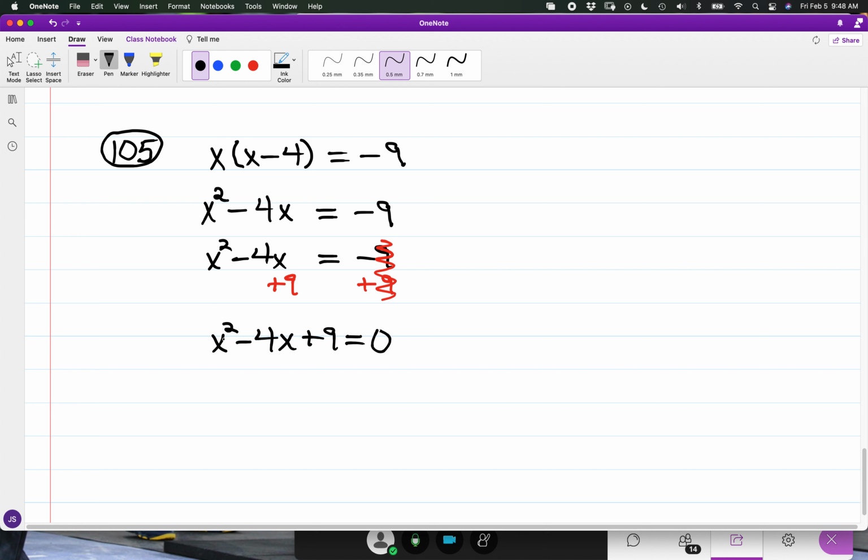And with this trinomial, I cannot factor into real integer coefficients. The reason for this is that there are no factors of 9 in the real integers that will add up to negative 4. You might think of 1 and 9, negative 1, negative 9, 3 and 3, negative 3, negative 3. And none of the combinations will add up to negative 4. So as a recourse, we can apply the quadratic formula. From x squared, you can just read it as if it were 1x squared. We have a is equal to 1, b is equal to negative 4, and c is equal to 9.